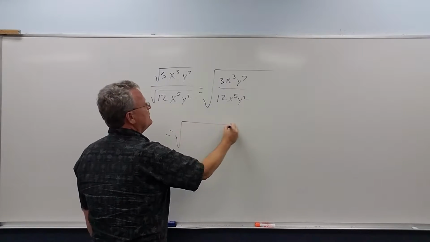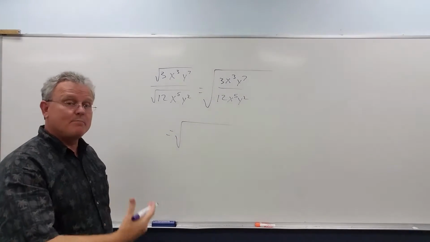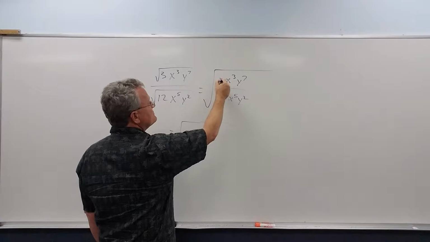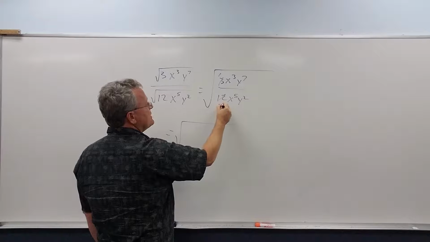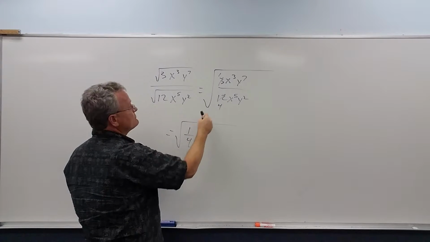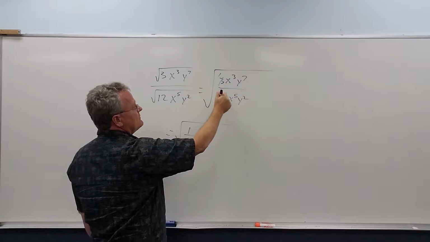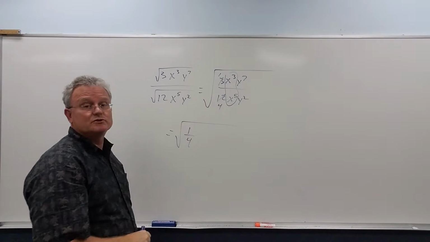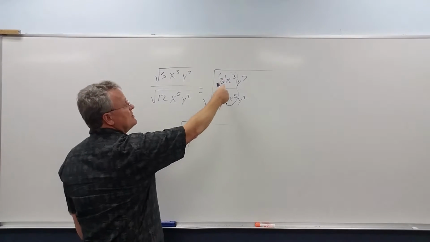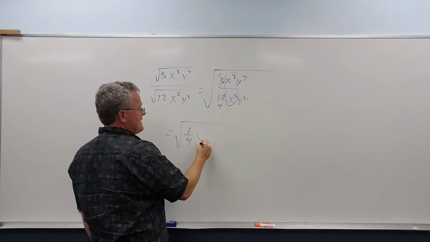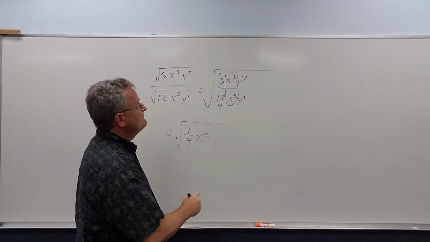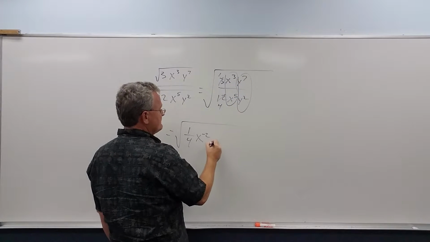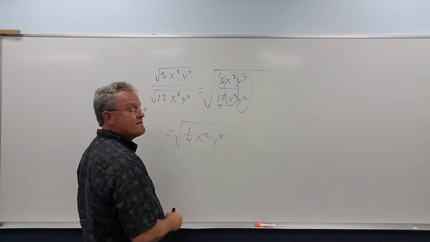All right. Now let's simplify this part by part. The numbers. 3 goes into 3 once. 3 goes into 12 4 times. So that reduces to 1 over 4. Now let's look at the x's. When we have a fraction, we subtract the exponents. X to the 3 minus 5 is x to the negative 2. Similarly, look at the y's. Subtract 7 minus 2 gives us 5.